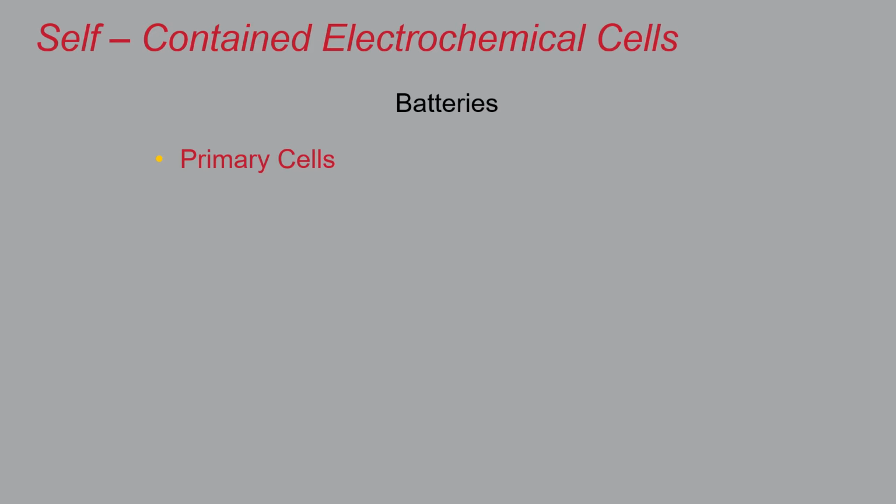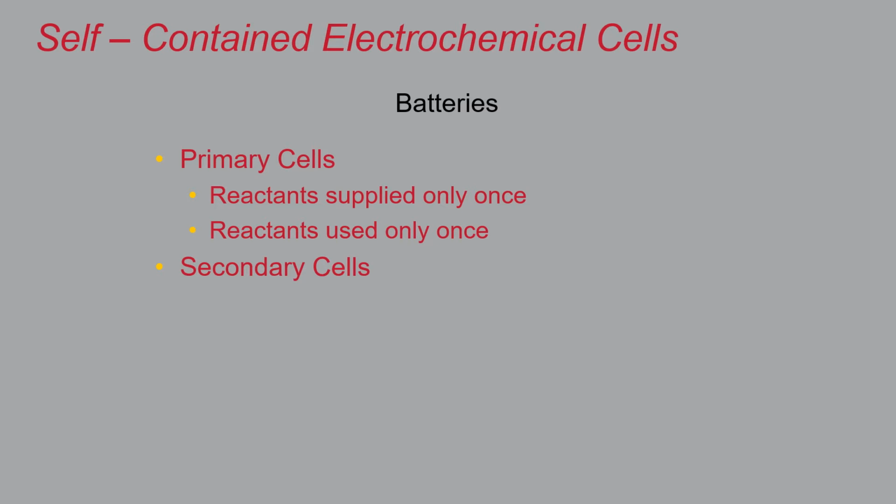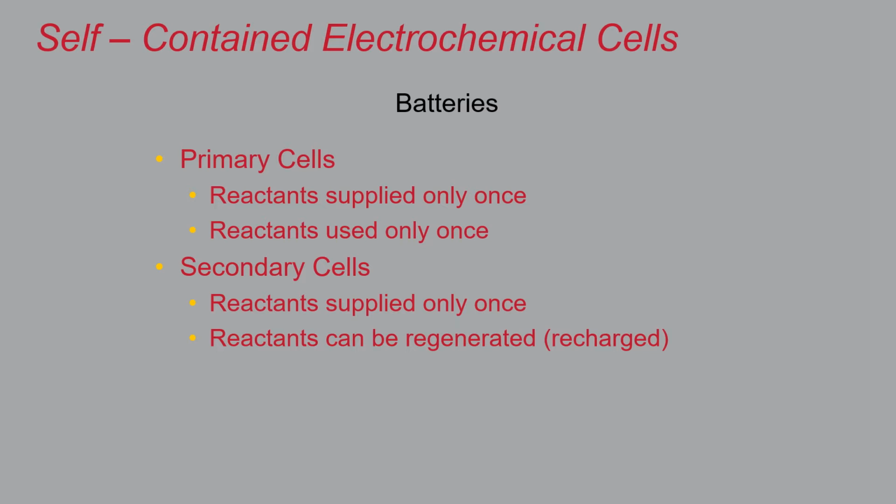So there are a couple of types. One are called primary cells. These are where reactants are supplied just once and all packaged together, and they are used only once. There's also a secondary cell, in which case the reactants are supplied only once, but they can be regenerated, or as we normally call it, recharged. And there are fuel cells, in which the reactants are continually supplied, but you're still gaining some electrochemical potential from this process.